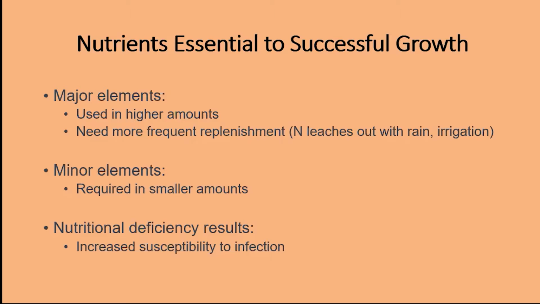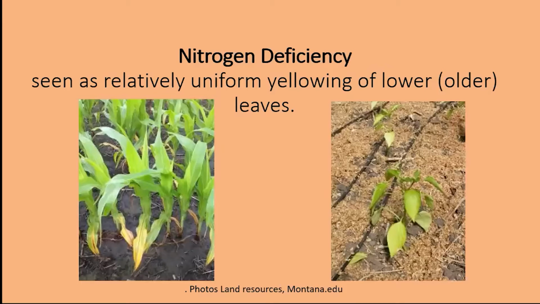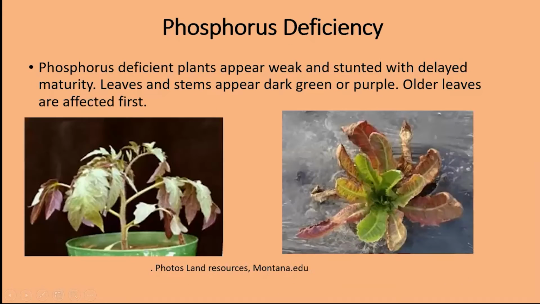Let's see if we can, by observation, tell if a plant has a nutritional deficiency. Here we have a plant where the lower leaves, or older leaves, are yellowing. This can indicate a lack of nitrogen, or not enough nitrogen being taken up by the plant. As far as phosphorus, the plants will look quite stunted and weak and won't mature very well. The leaves will appear dark purple or green, and it's usually the lower, older leaves that are affected first. That's a phosphorus deficiency.